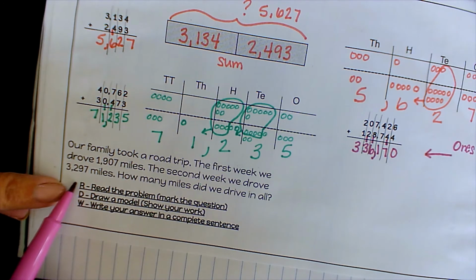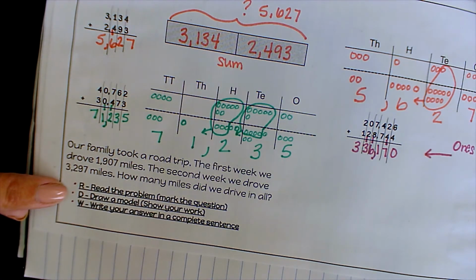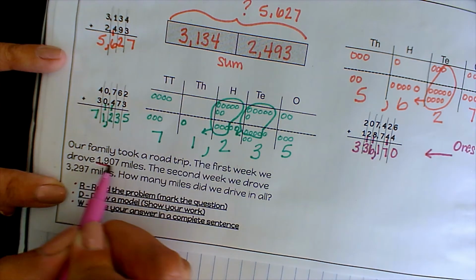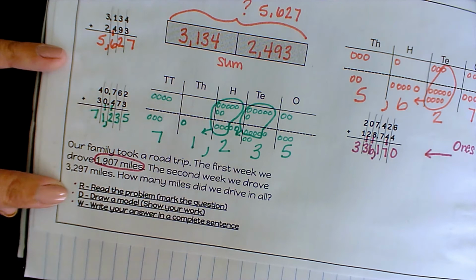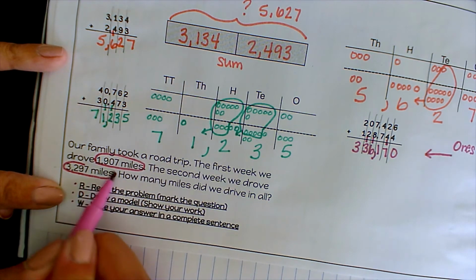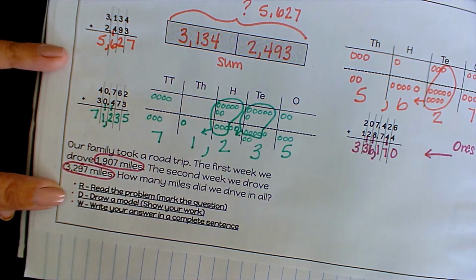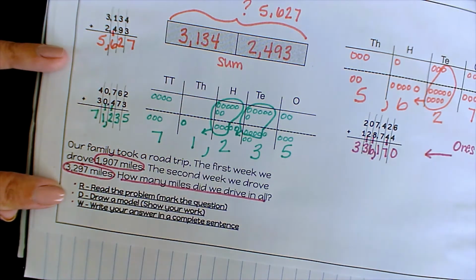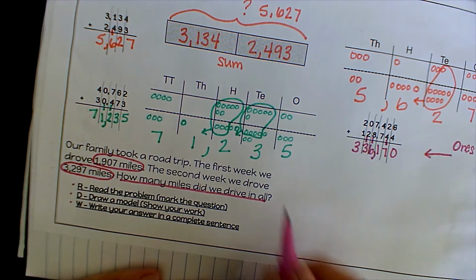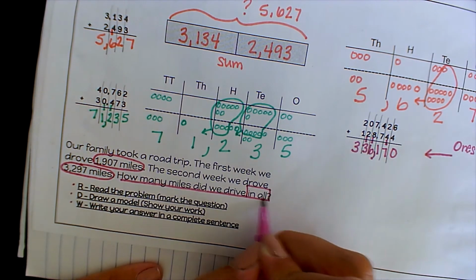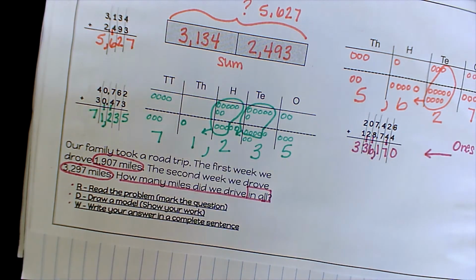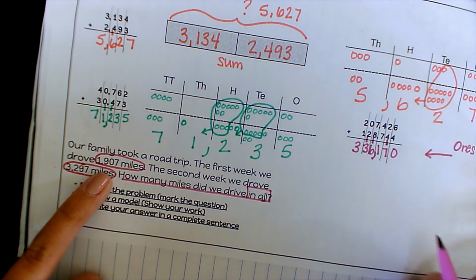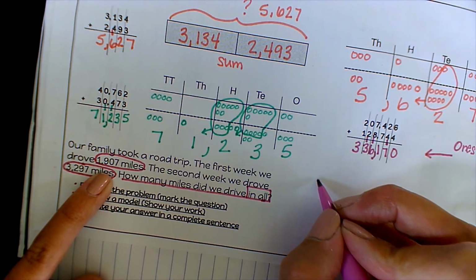Now my directions say we're going to do R, D, W, read, draw, write. So we need to mark up our question. So I'm going to circle my numbers that I see. I see 1,907 miles. And I see 3,297 miles. I'm going to underline my question, how many miles did we drive in all? And I'm going to think about, did I see any clue words? And I did. I see this in all. That tells me I'm going to add. Well, that's what we've been practicing, so let's start writing our numbers.